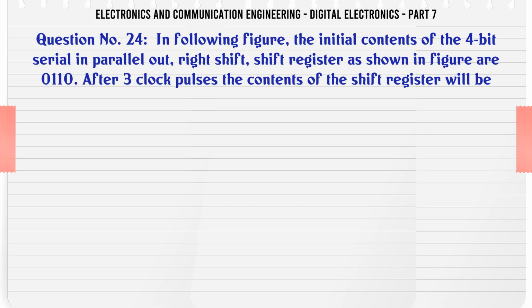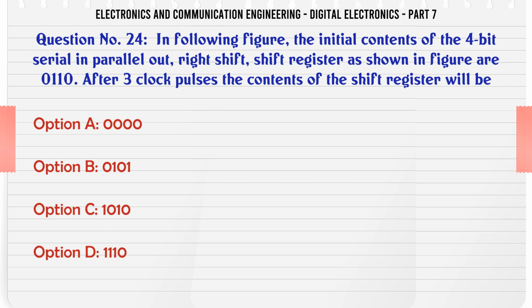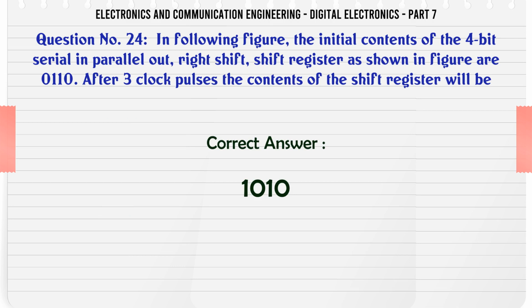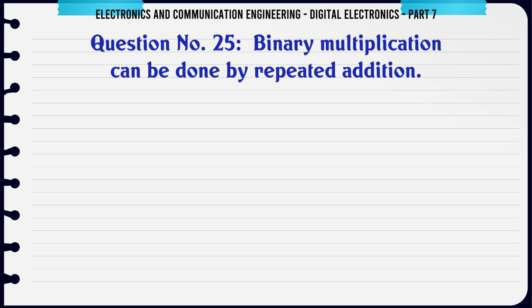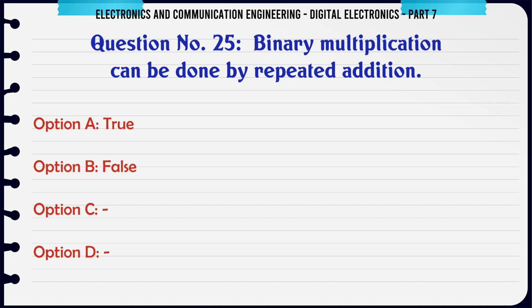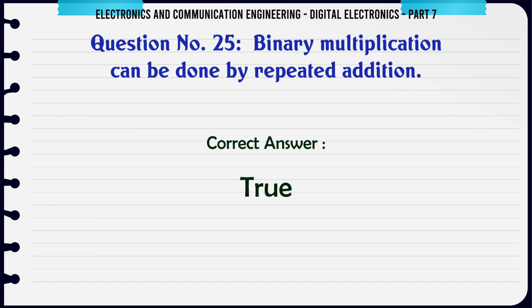In the following figure, the initial contents of the 4-bit serial in parallel out right shift register are 0110. After 3 clock pulses, the contents of the shift register will be: A) 0000, B) 0101, C) 1010, D) 1110. The correct answer is 1010. Binary multiplication can be done by repeated addition. A) true, B) false. The correct answer is true.